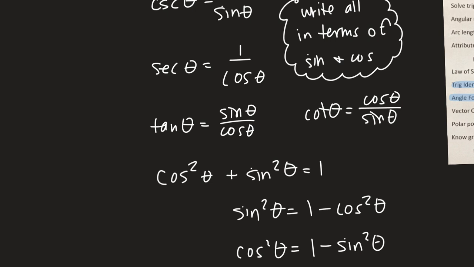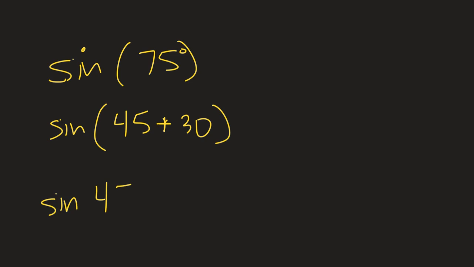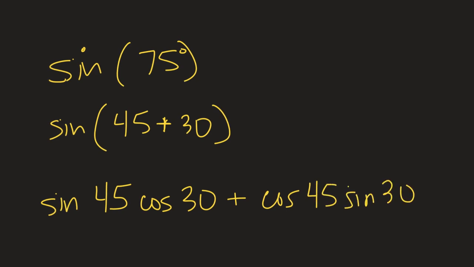Okay, so then let's talk about our angle formulas. Right, there's a formula for all of that. So if we were going to find something like the sine at 75, well, 75 degrees is not a unit circle angle. Okay, but we do know a couple of them. 45 plus 30, those are both unit circle angles. So 45 plus 30, that's the same thing as 75, and there's a formula for this. The formula goes: the sine at 45 times the cosine at 30 plus the cosine at 45 times the sine at 30.